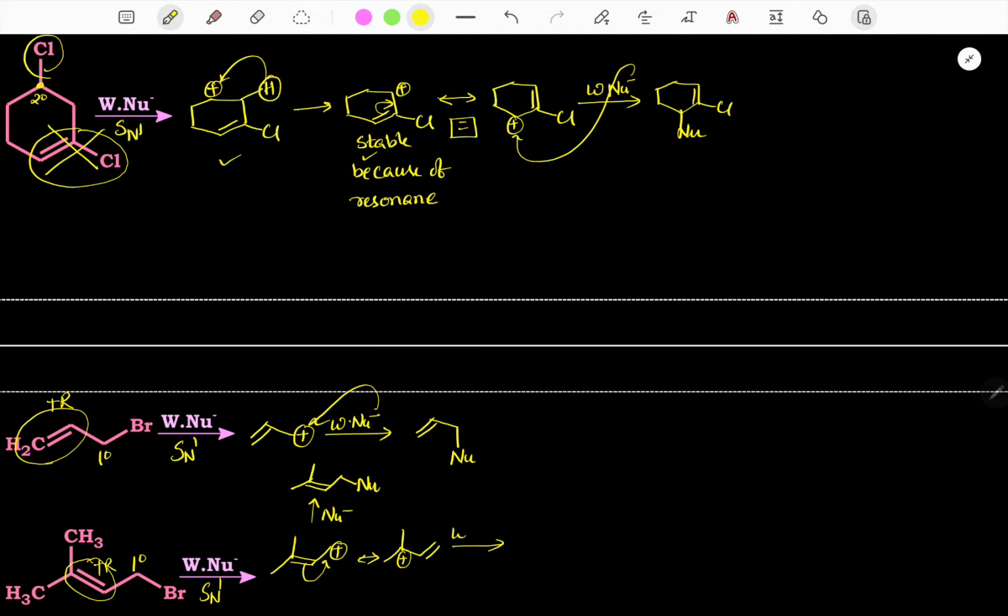And this one also reacts with the corresponding nucleophile and forms the corresponding product like this. So among these two, it is the stable alkene. Therefore, you can consider it as the major product.